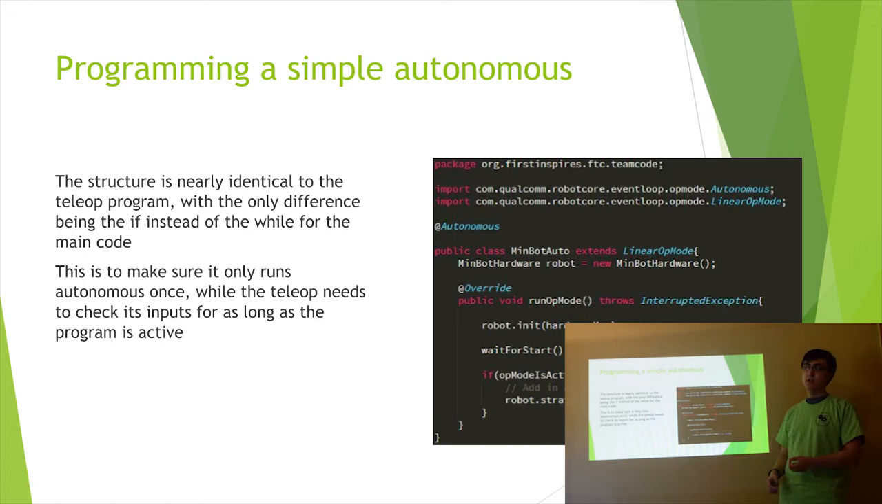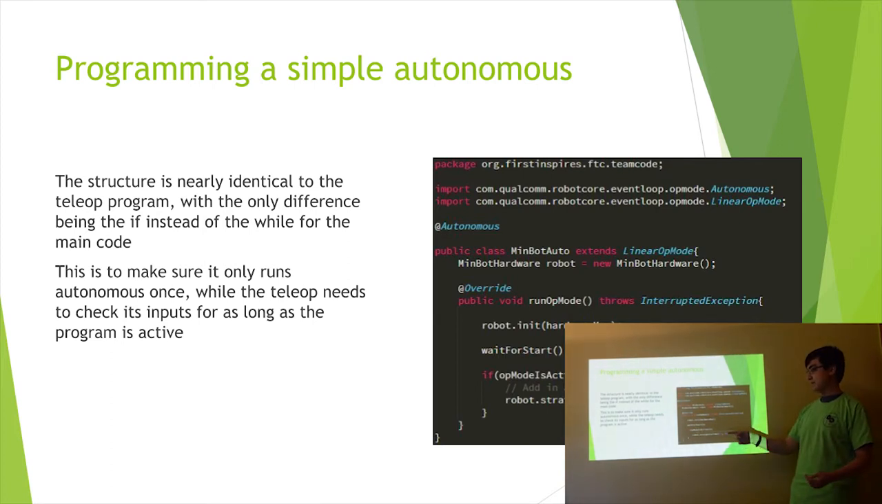And so the structure for the autonomous code is nearly identical to the teleop code. You have imports that are automatic, you have your robot object, you have robot.init, you have wait for start. But here's the key difference. Instead of while, you have if op mode is active. And this is what allows it to only run through the autonomous program once. Whereas in teleop, you'd want to check inputs every time that you have it active. In autonomous, you just want it to run through once and then stop when it's reached the end of the code.